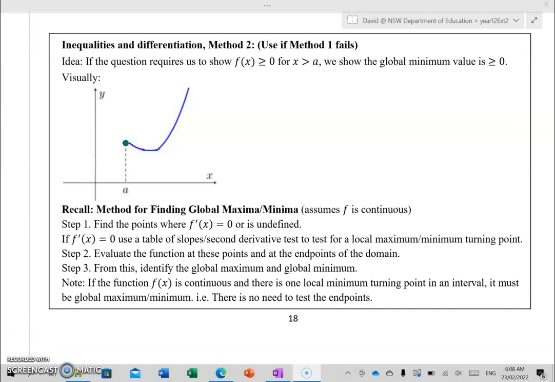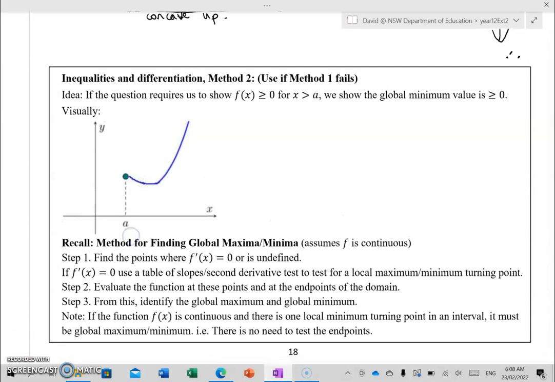Okay, now we're going to look at another way we can use differentiation to solve inequalities that involve either algebra mixed with trig, or algebra mixed with logs, or algebra mixed with exponentials. Okay, so this method is broader than the first method. This method pretty much encapsulates the first method.